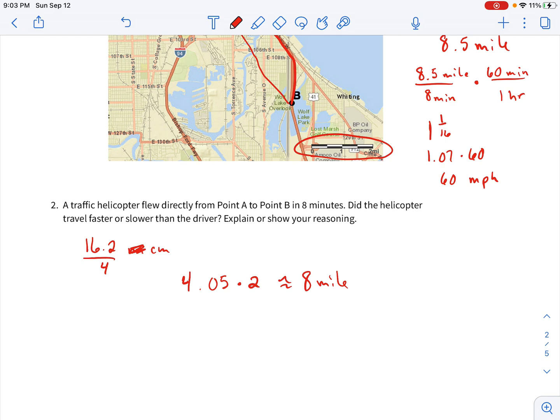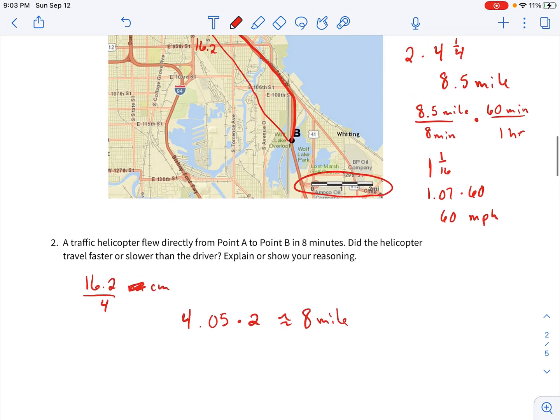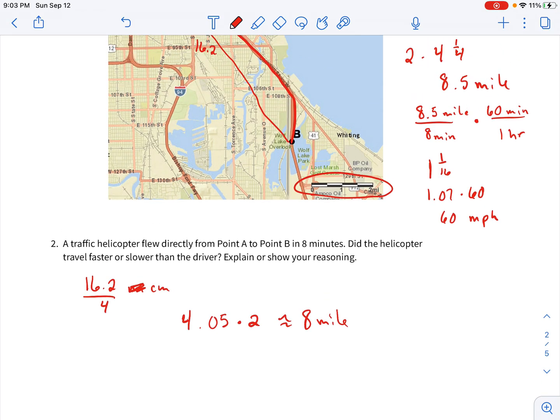Okay, so now that we have that, we're going to see that if you set everything up the same, we divide by 8 minutes, because once again, it took 8 minutes to get from A to B. It was a shorter distance, and it took them the same amount of time. As you go through the same thing, 8 divided by 8, times 60 minutes over 1 hour. These cancel out, leaving us with roughly 60 miles per hour.